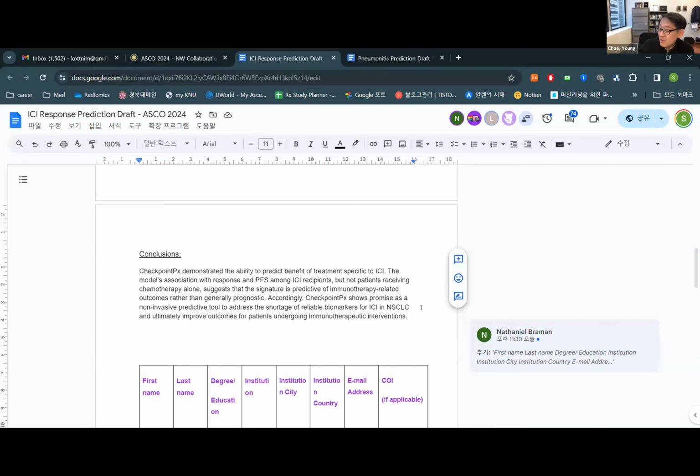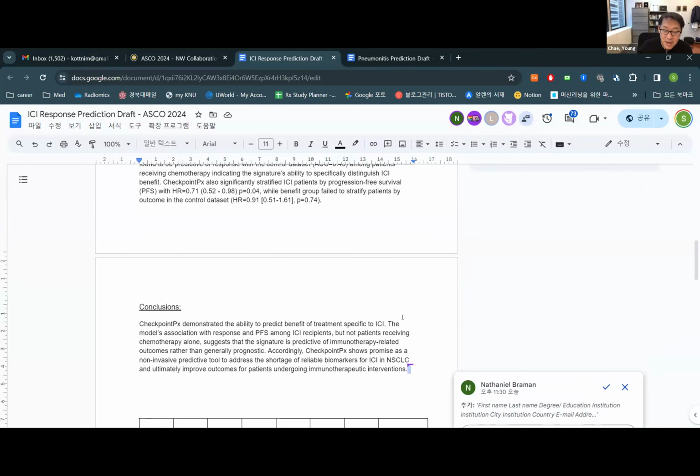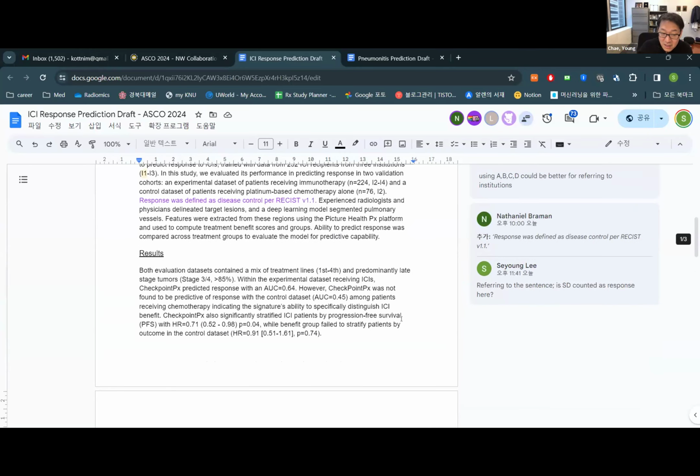And break it down like what percentage were CR, PR, SD, PD. There's a lot of statistics that are not given, it's just like AUC, here you go. It was good and not good. So I understand this is an abstract, and I understand this is good, but for an actual manuscript abstract, it's got to be better than this, than repeating these messages.